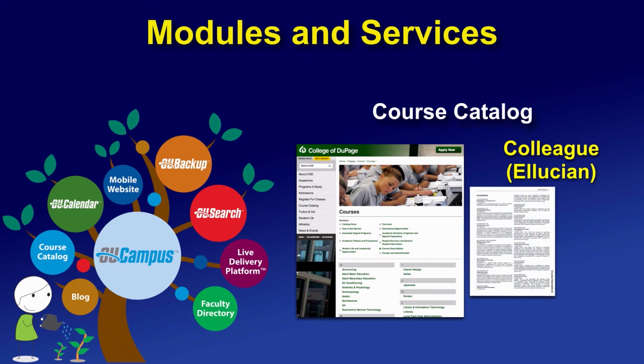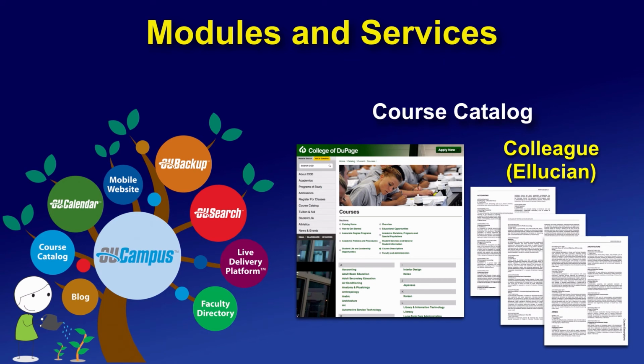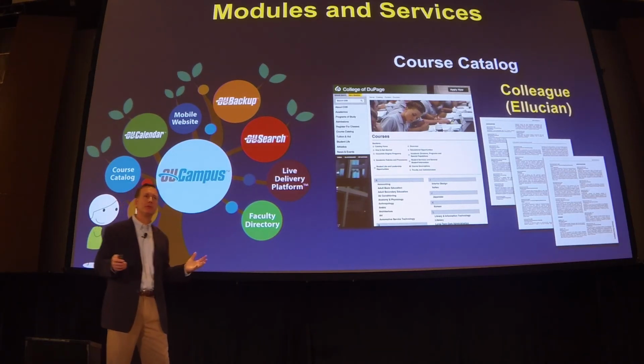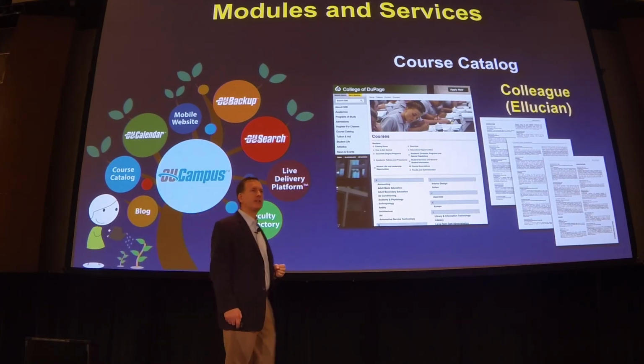Also, a PDF of the entire course catalog is generated whenever content is changed so that it's always up to date. And OU Campus spins this out, it paginates it, and it makes a beautiful PDF out of the entire course catalog.